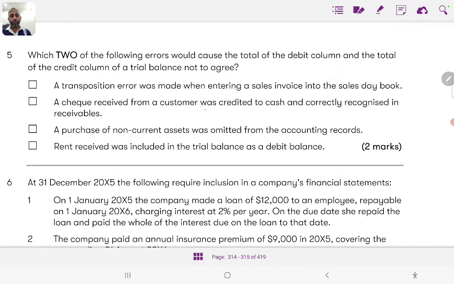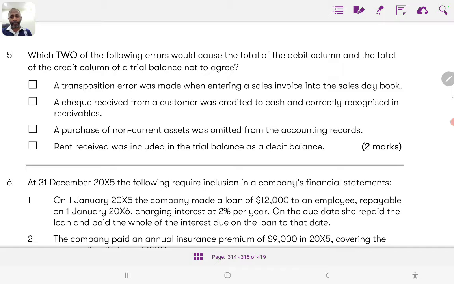A cheque received from a customer was credited to cash and correctly recognized in receivables. When you receive a cheque, you should actually debit cash. The correct double entry for cash collection from a customer is to debit the bank or cash and then credit the receivable. Here they said you have correctly recognized it in receivables, but in the cash book you have credited. So this will have an impact on your trial balance. So this is one of the answers.